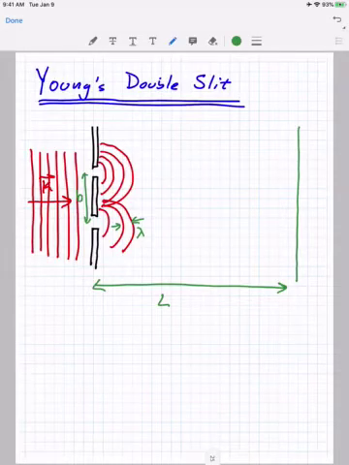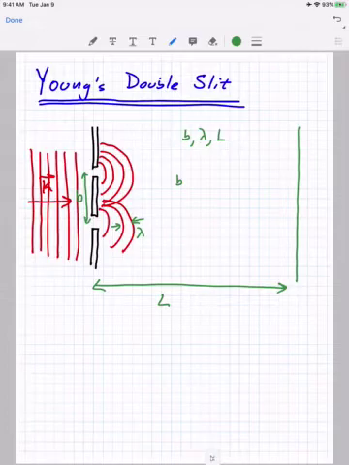And so we've actually got three length scales. We've got B, we've got lambda, and we've got the distance to some distant screen where we're going to be seeing interference effects as these two waves overlap. So generally when we're dealing with interferometry, B is going to be on the order of lambda, although typically it'll be bigger than, but of the same sort of comparable size. And what I mean by comparable is going to actually be a pretty broad range.